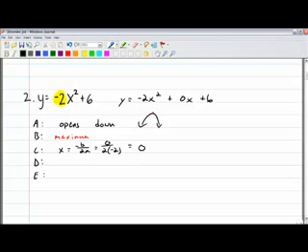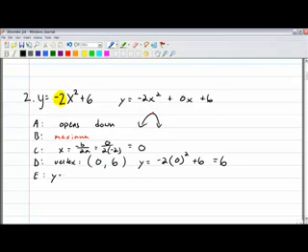Part D, coordinates of the vertex. Well, the x coordinate is negative b over 2a, so that was 0. And the y coordinate is going to be whatever the value of your function is when x is 0. So if you notice, this is a little different than the last one because the vertex is actually going to end up being the same point as the y-intercept.